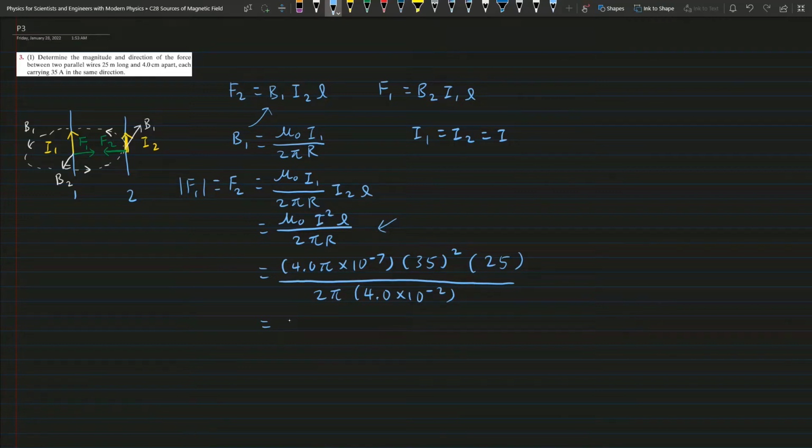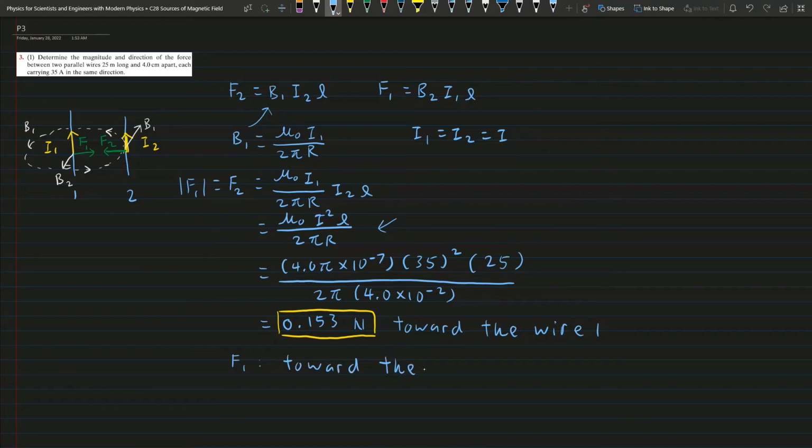So F2 is given by 0.153 Newton, but actually this is also the magnitude of F1. The direction of F2 is toward wire 1, and the direction of F1 is toward wire 2.